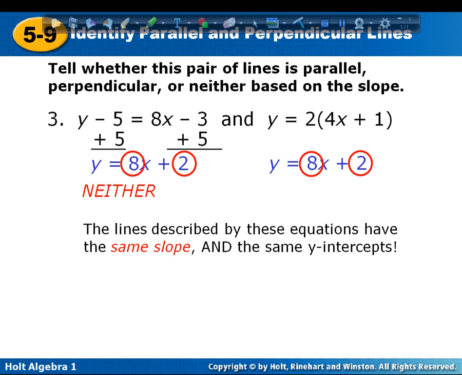The lines described by these equations have the same slope and the same y-intercept. So they're exactly the same line. They are not two parallel lines. So write neither for that one. Make sure you have all that written before you move on. You do not have to write this part down here. You just need to write the neither.